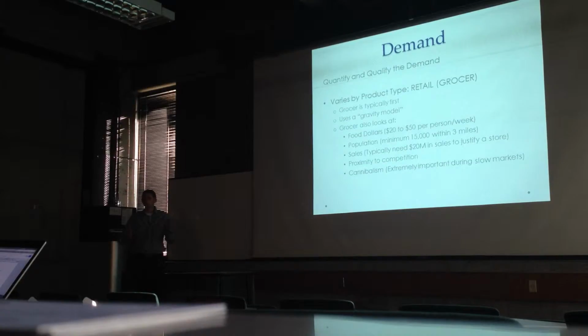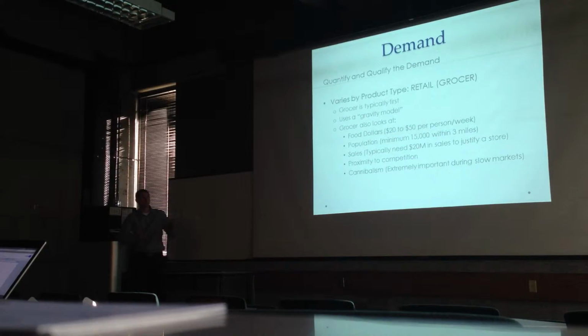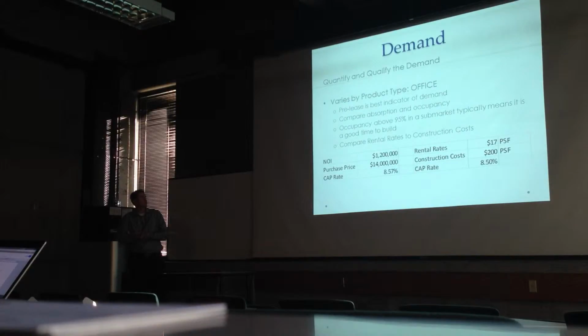They're going to use, again, this demographic and GIS software to map out where their competition is and to make sure that they aren't cannibalizing, which is extremely important in slow markets like this, that they don't take business from other stores that are doing well. On the office side, pre-lease, that's the best indicator for office. If you can't get it pre-leased, then there are some other ways that you can look and hopefully find that there's a market for your product. That's comparing absorption and occupancy.